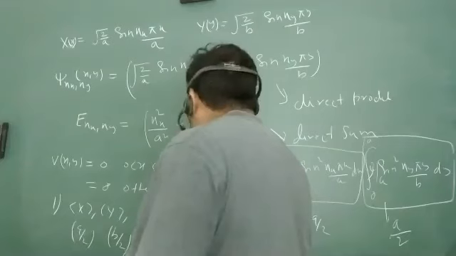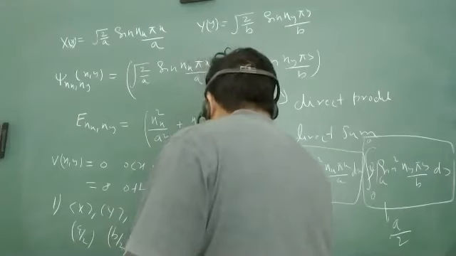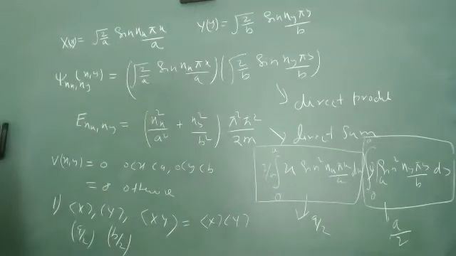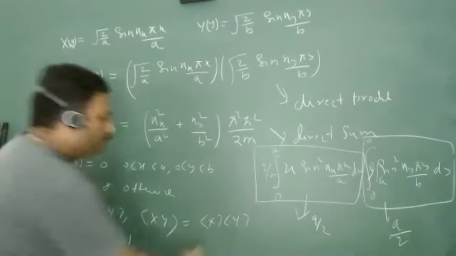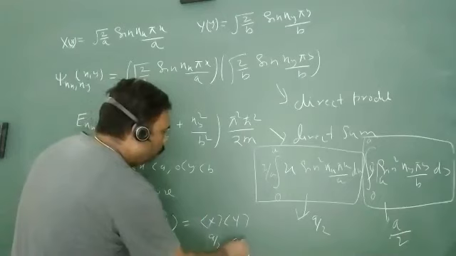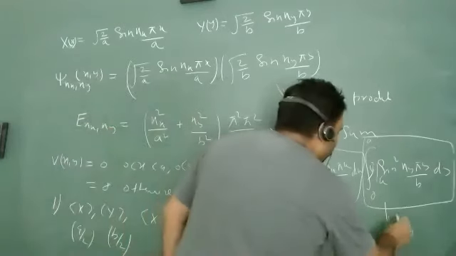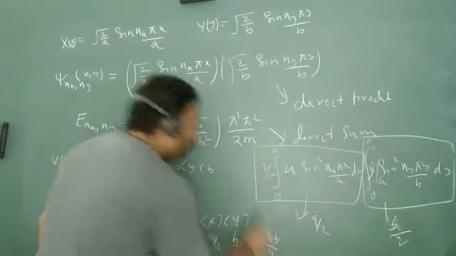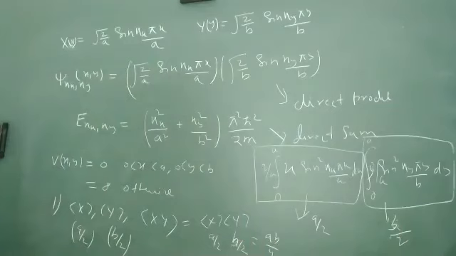So this can be written also like this. Why can we write this? Because they are independent variables. So if they are independent variables, you can easily use this. So this will be A by 2, sorry, B by 2. So this will be AB by 4. Okay. So let's go for the next problem.